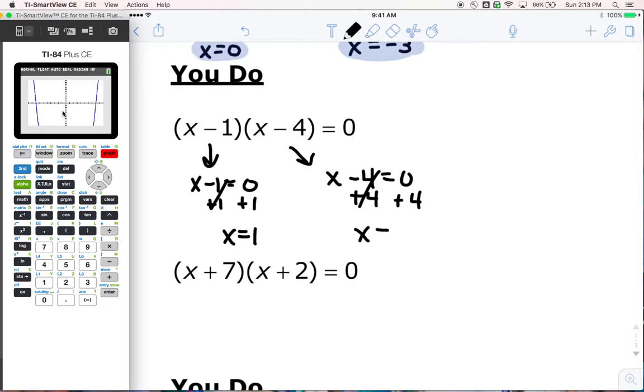or 4, right? If I use 1 for x, I'll get a 0. If I use 4 for x, I'll get a 0. So I've got two possible numbers that will give me this 0.